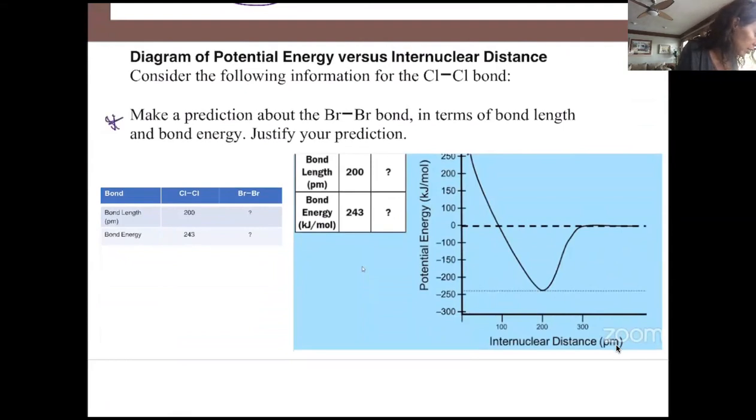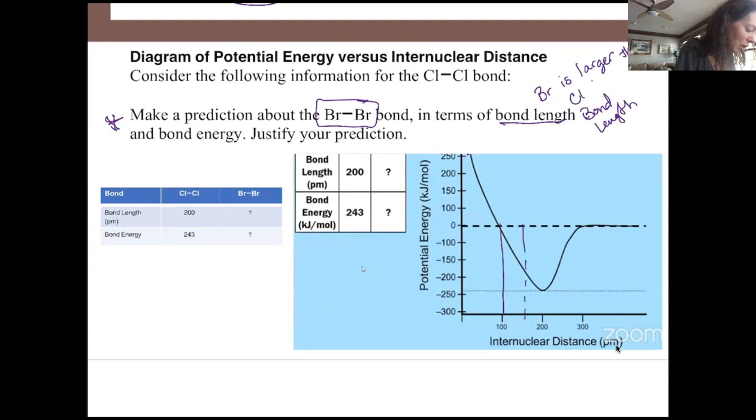We are to predict the bromine bond in terms of bond length. Well, Br is larger than Cl, right? And I know that because of periodic trends. So that means the bond length should be larger, which means that instead of the length being here, I'm just going to put it somewhere to the right of the Cl-Cl. We said this is Cl-Cl here.